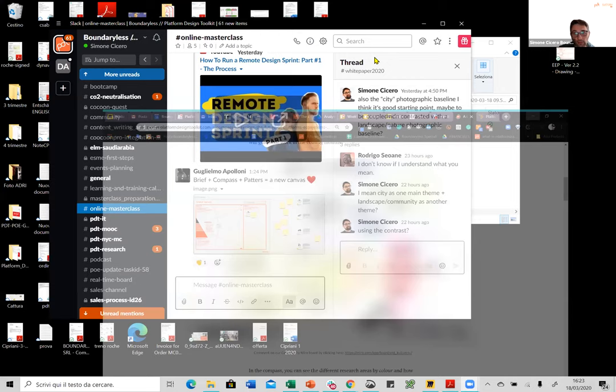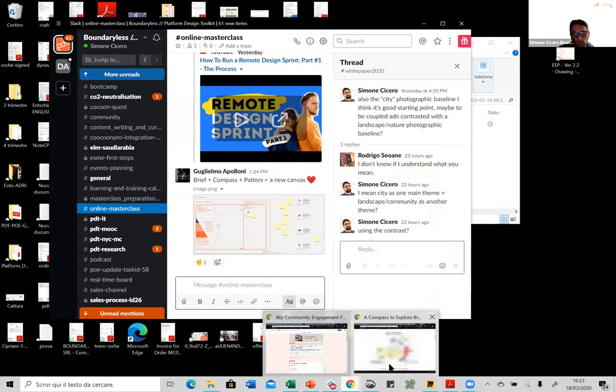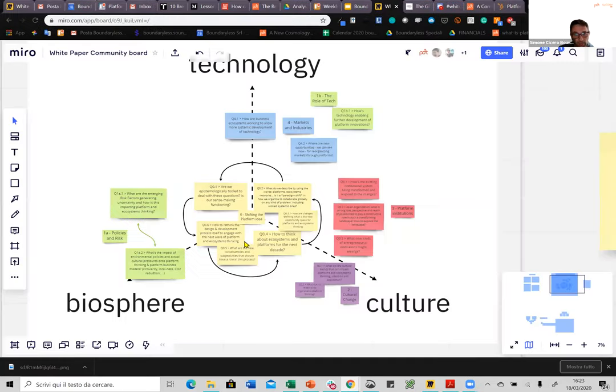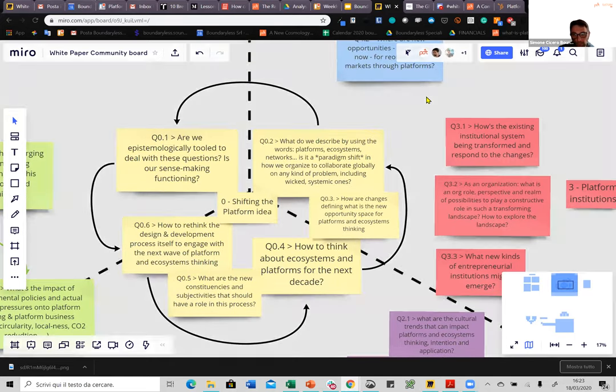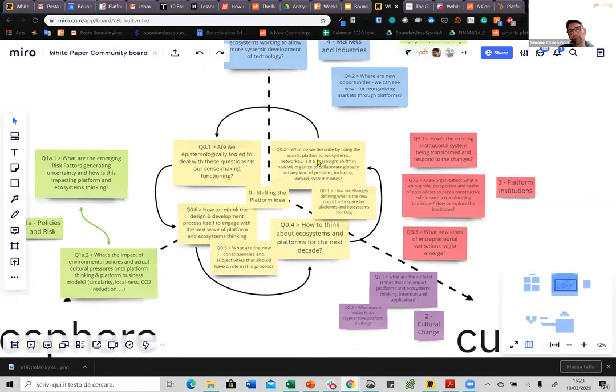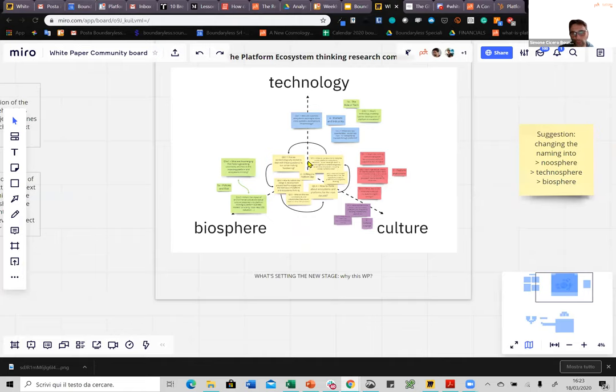But let's look into the questions for a moment. As you can see, there is a first central research area that we call shifting the platform idea. Let me first spend a few words on the overall axes. We started by describing these three axes of the research. We believe strongly that this research project needs to frame platforms and ecosystem thinking along these three lines.